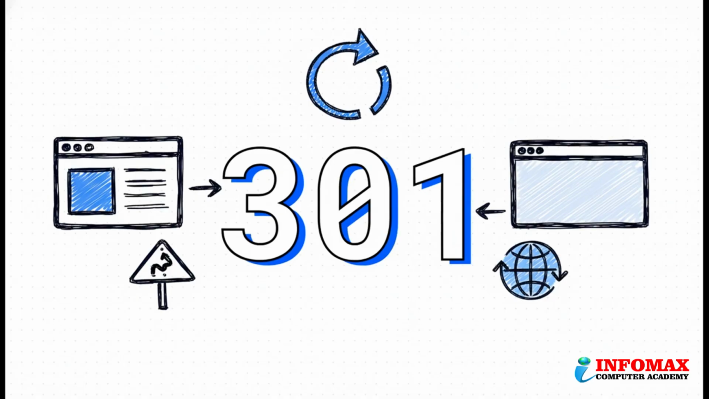The most important one in this family is the 301 move permanently. This is a huge deal for anyone who runs a website. When they move a page, a 301 tells search engines like Google, "Hey, this move is forever, so make sure you update your records." It's absolutely crucial.